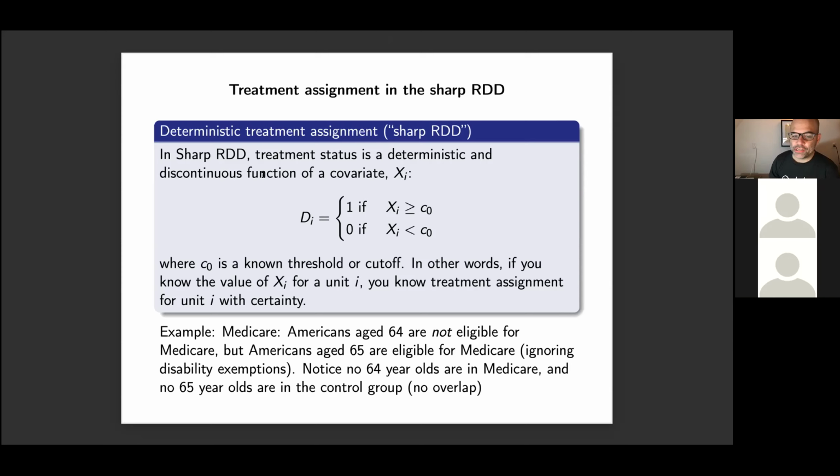So here we have some notation. What we're going to have is a treatment assignment. It's going to be a dummy. Again, we usually are working with binary treatments in the class. We're going to have a dummy that's going to go from a 0 to a 1 if the running variable passes a cutoff. So that's what a sharp design is. So we would draw this like this.